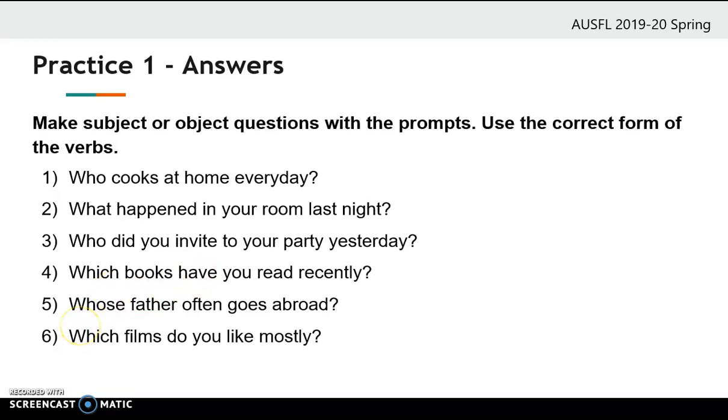Number 5. Whose father often goes abroad? This is a subject question. We are asking for the subject. That's why we don't have an auxiliary verb. We have the main verb, goes. And the last one. Which films do you like mostly? You is the subject and we are asking for the object. This is an object question. And here we have do, the auxiliary verb for the simple present tense.